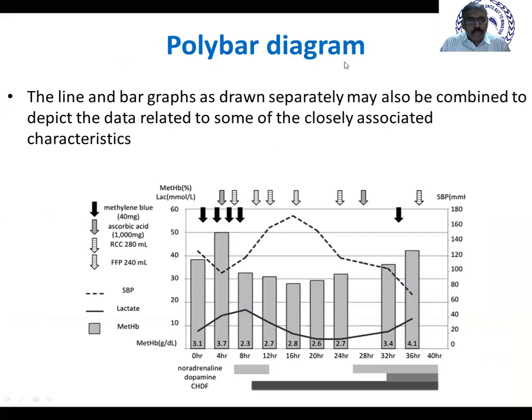Okay, so what is called a polybar? A polybar diagram is a single line chart and a bar chart, both used together. So we can use multiple things. Here the line and the bar graphs are drawn separately, or they can be shown in the same thing also. Basically, what they're trying to show here is the different timings, the methylene blue level. So they are showing it in both. What happens to the BP, the lactate level and the methemoglobin level, and in every hour what is happening. So this is called a polybar diagram.